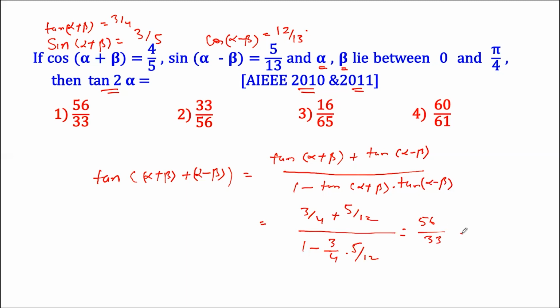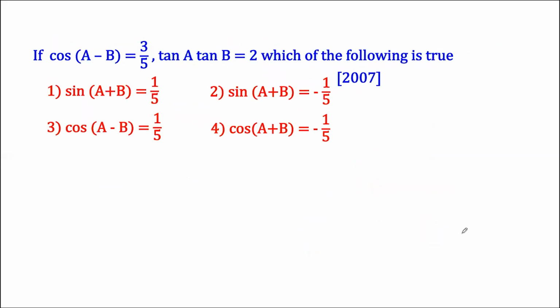A simple question is there, we can easily go for this. And in this question, cos of A minus B is 3 by 5 and tan A tan B is 2. Then which one of these will be true, and how to find the value of this? See, this is a beautiful arrangement of numbers. But if you see this carefully, we know that cos A minus B is cos A cos B plus sin A sin B, equal to 3 by 5.